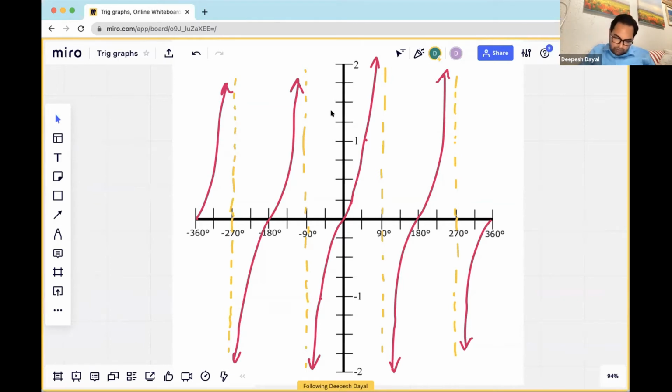Now, I've shown you specifically two interesting points. I want you in your calculator to place tan 45 degrees. What does it tell you?